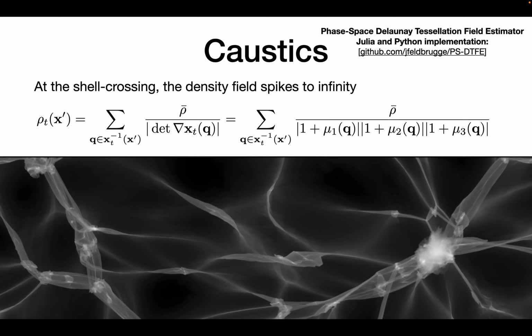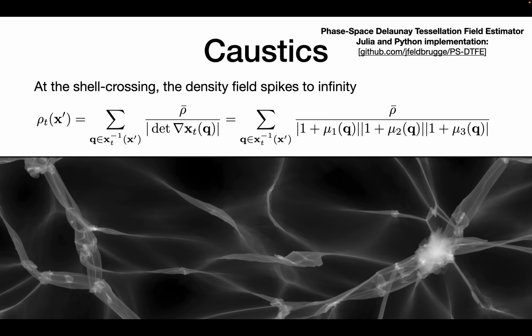So as you can see here, we have taken a small dark matter N-body simulation, and we have calculated density fields by evaluating this sum using the phase-space Delaunay tessellation field estimator technique, which is a phase-space density estimator which we implemented, and you can use it by following the link on the screen. Once you have calculated the density field, you clearly see how the multi-stream regions play a key role in the universe.